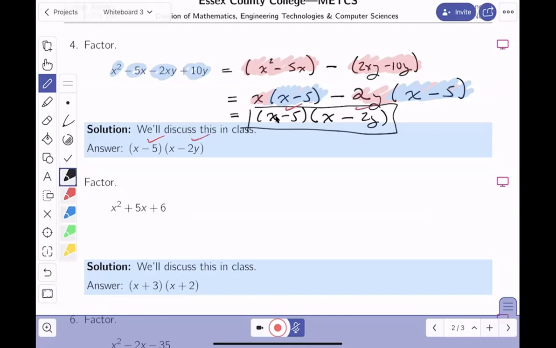I still want to check it, not by looking at my keyboard, but multiplying it out. If you were to multiply this out, what would you get? X squared minus 2xy minus 5x plus 10y.